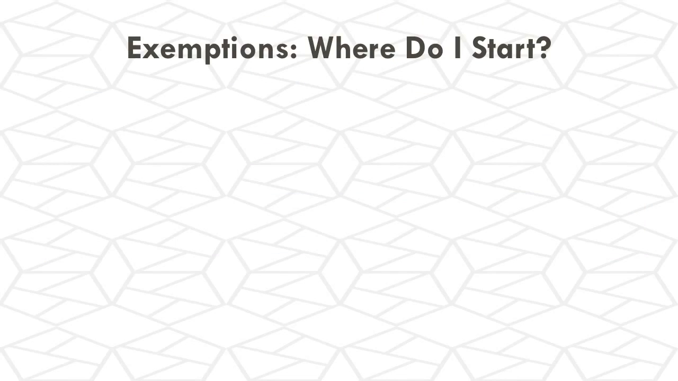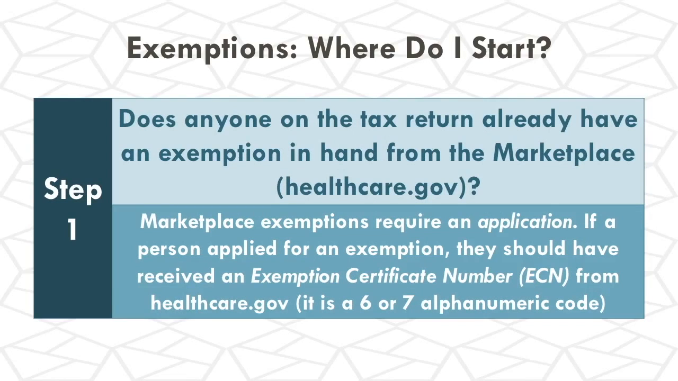So determining if a taxpayer qualifies for an exemption can be tricky. So what we're going to do is start by finding out if anyone on the tax return already has an exemption in hand from the marketplace, from healthcare.gov. So these are exemptions that the taxpayer had to apply for through healthcare.gov, and if they qualified, they received an exemption certificate number from healthcare.gov. So this is going to be a 6 or 7 alphanumeric code. It'll just be printed on a sheet of paper. A taxpayer will bring that in, and you can type in the code in a place on the return, and it will give them that exemption for the month. We're going to discuss exactly what these exemptions might include in just a moment.